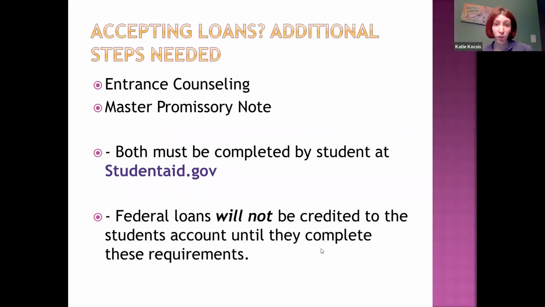If you do decide to accept your federal loans, again, these are the US loans, you will need to complete some additional steps. This would be the entrance counseling and the master promissory note. Again, this is if you're accepting your loans. Both of these have to be completed by the student at studentaid.gov, the same place you went to complete your FAFSA form. You don't have to do this today or tomorrow, but as long as you have this completed before you start school in August, that would be fantastic.